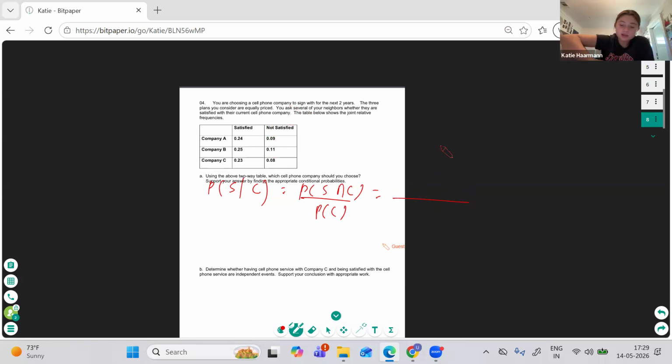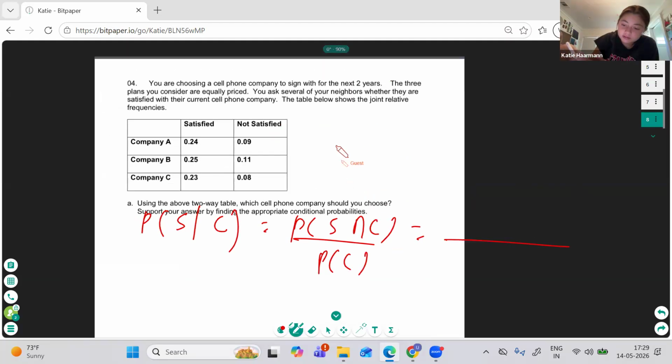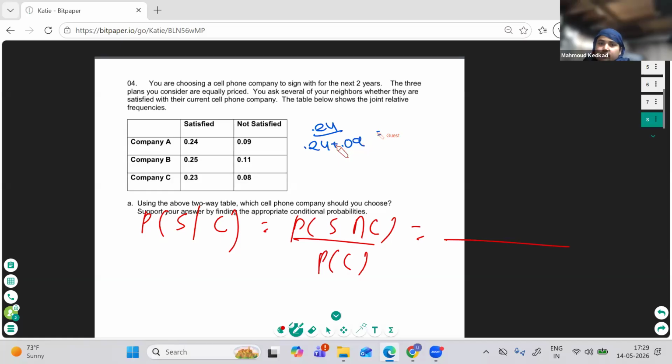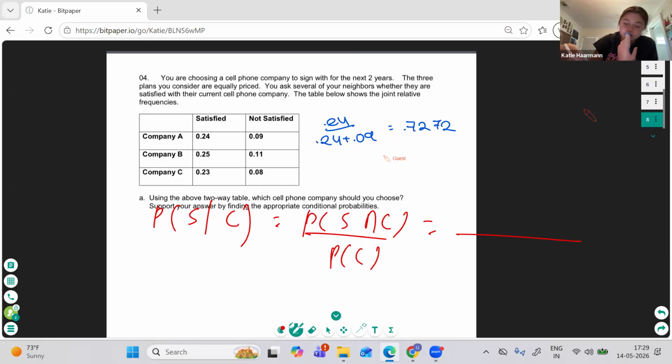Okay, so for company A you do 0.24 over 0.24 plus 0.09. Yes. If at all you get confused, just use the formula, then you would know what goes in the numerator and what goes in the denominator. So you're satisfied given you're using a company. So given that goes in the denominator. Yes. And this one is 0.25 over 0.25 plus 0.11.